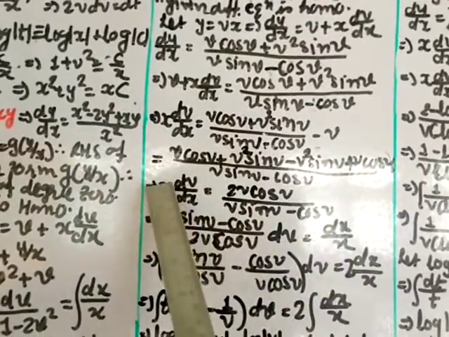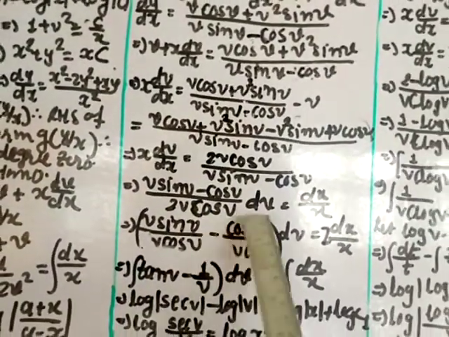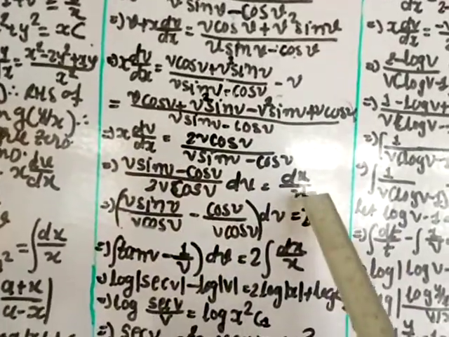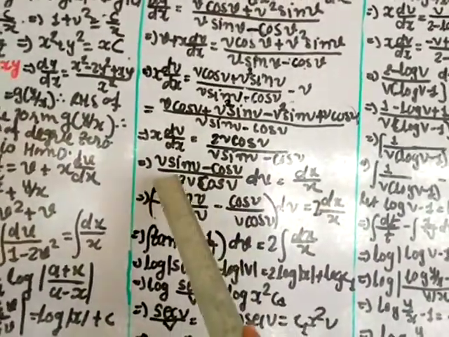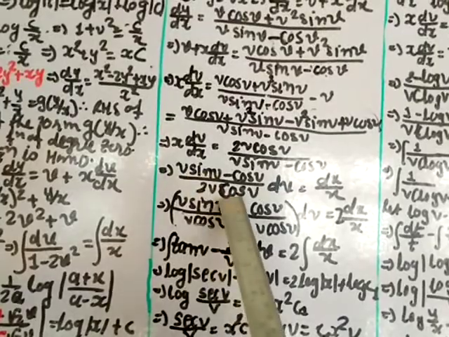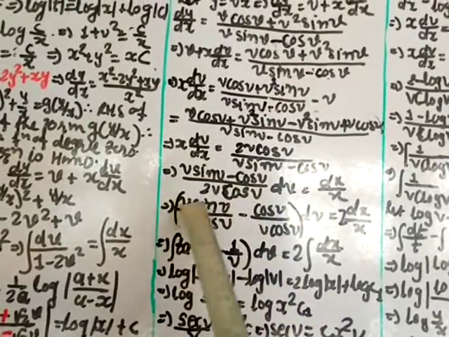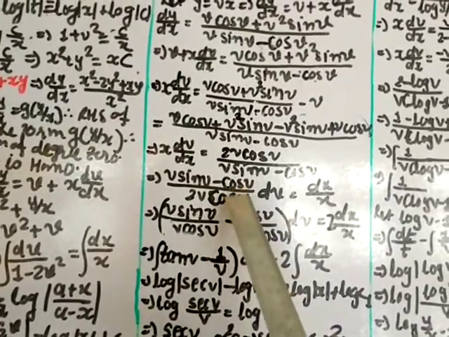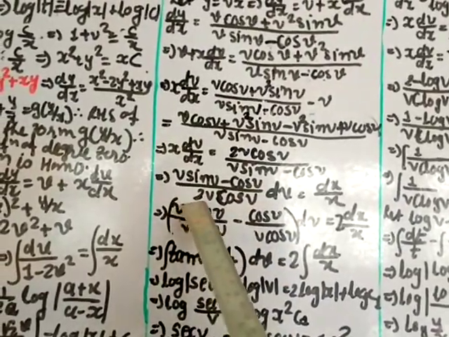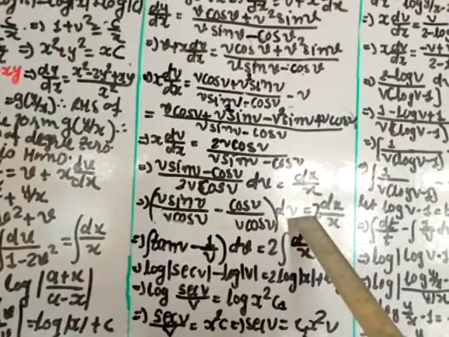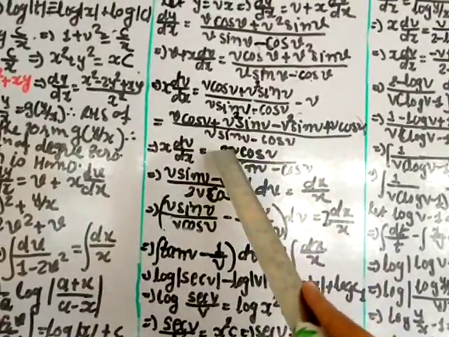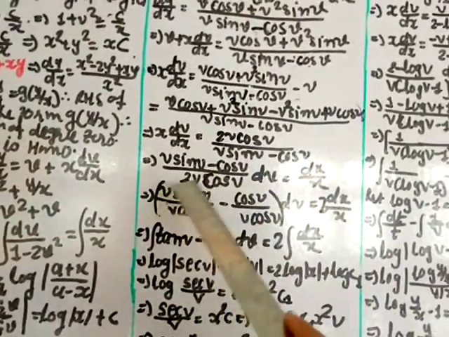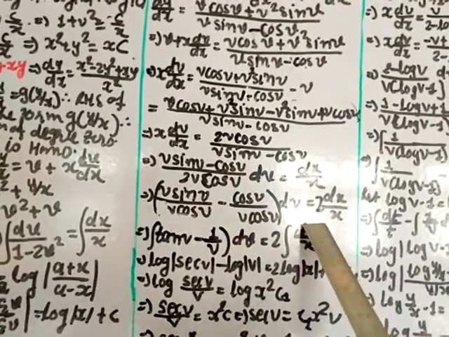So this will go in the numerator, v sin v minus cos v, and 2v cos v in the denominator, dv, equal to, this you transfer here, dx by x. Now here I am separating this: v sin v divided by v cos v, and cos v divided by v cos v. These two actually I don't need here, so I have just transferred them back. We should have kept them here before also. After that I transfer again, so you can just keep the entities.